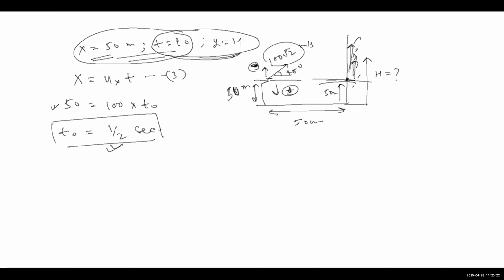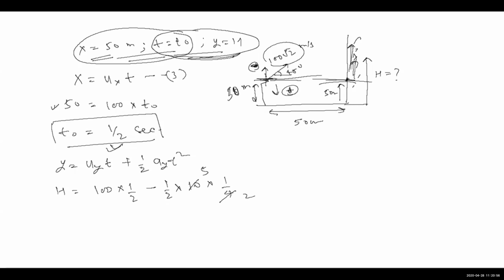Because this is y0, we have assumed this is the origin. So using equation 4, y equals uy t plus half ay t squared, we'll use this condition. Time we have already got. H will be equal to plus 100, which is uy, multiplied with 1 by 2, minus half ay, which is 10. We have put minus because ay is minus 10, into t squared, which is 1 by 4.